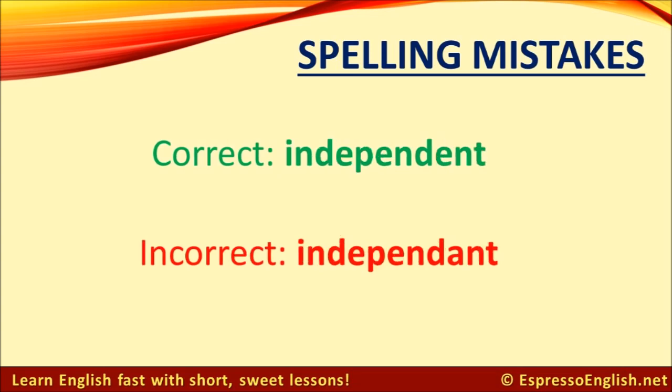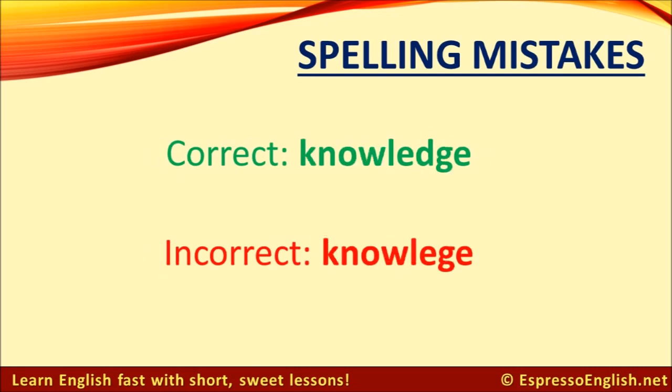The words independent and independence end with ENT and ENCE. There are no A's in the words independent and independence. Another tricky word is knowledge. Knowledge ends with DGE. So don't show your lack of knowledge by forgetting the D in the word knowledge. Other words that have this same DGE ending include bridge, judge, and pledge.